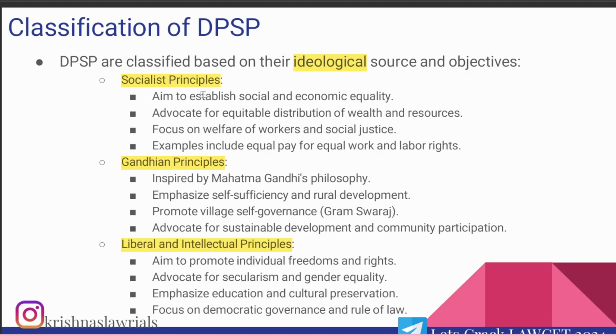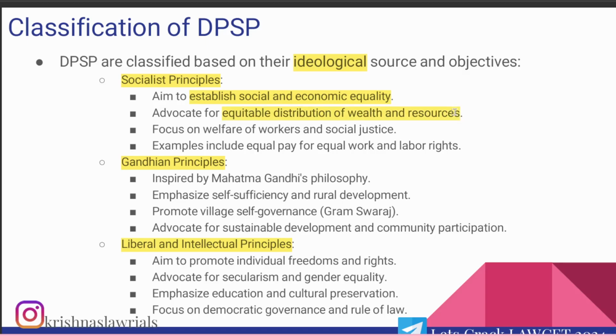Socialist principles are meant to establish social and economic equality. They want to remove this barrier between rich and poor. They want to remove the differences. They advocate equitable distribution of wealth and resources.